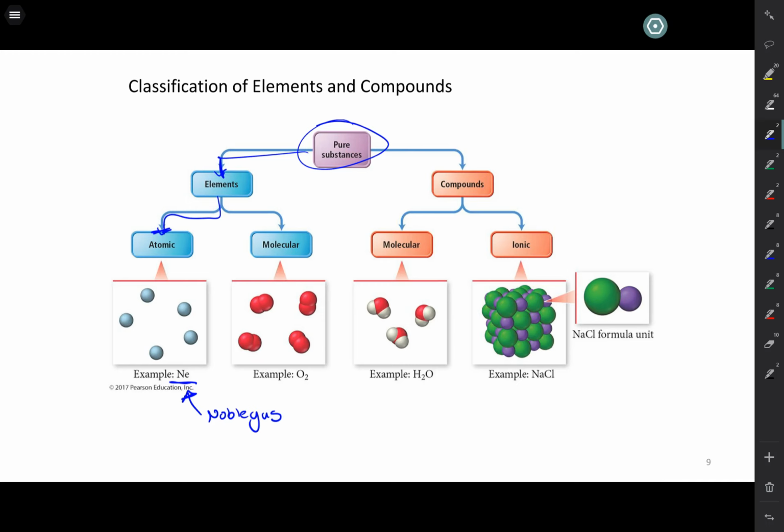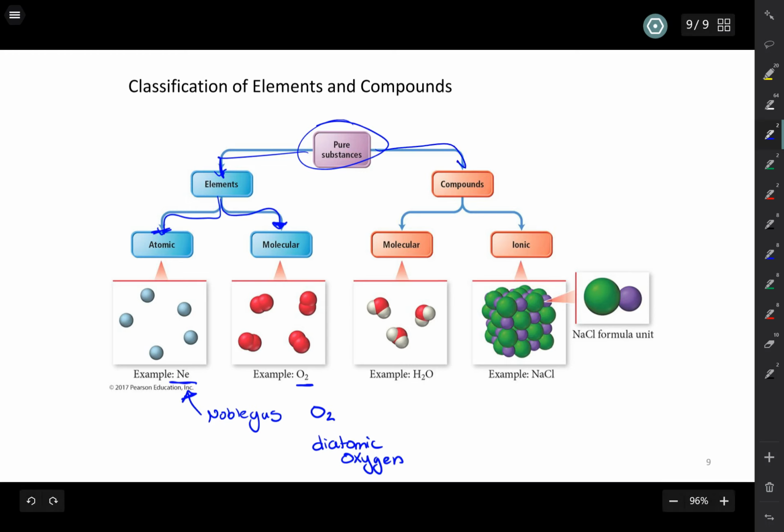These elemental substances could also be molecular, which means that it's made up of more than one atom. An example would be oxygen. So we have oxygen bound to itself in O2. We call this diatomic oxygen. You don't find a single atom of oxygen by itself, because it's not going to be stable, because it doesn't have its complete octet.